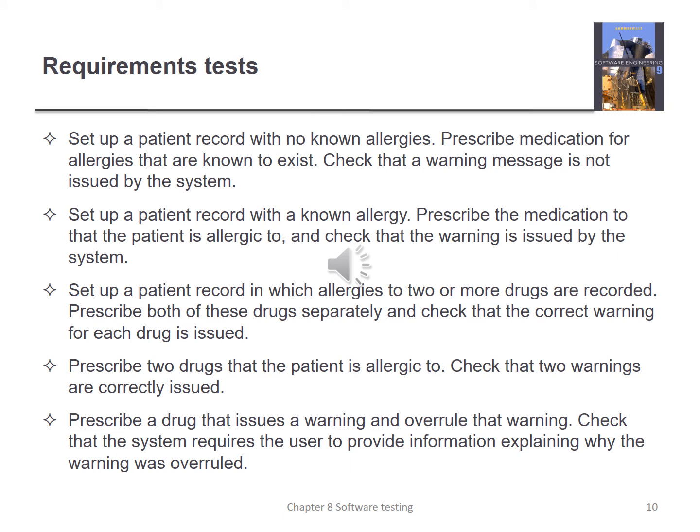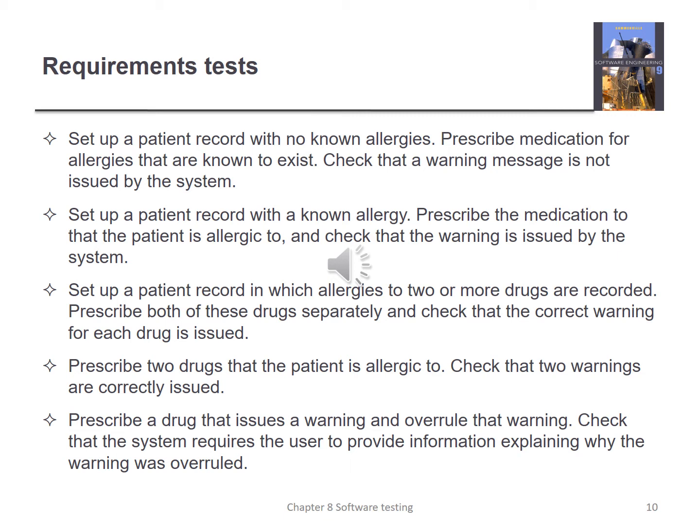We could set up a patient record with no known allergy, prescribe medication for an allergy that is known to exist, and check that a warning message is not issued by the system. Set up a patient record with a known allergy. We could mention that this patient is allergic to this. Prescribe a medication that the patient is allergic to and check that warning.